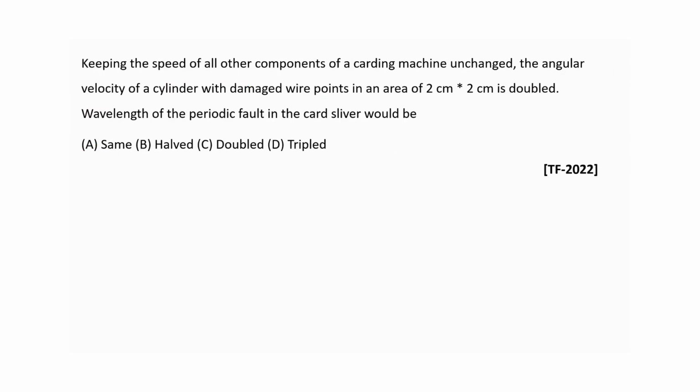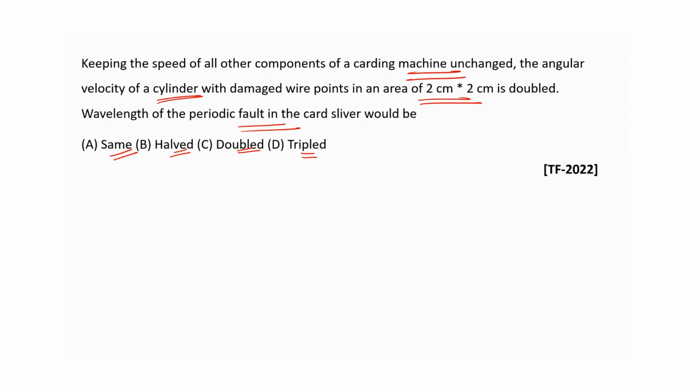Now coming to the next question. It is also a 2-mark question. In this question, it is given that keeping the speed of all other components of a carding machine unchanged, the angular velocity of a cylinder with damaged wire points in an area of 2 cm cross 2 cm is doubled. Then the wavelength of the periodic fault in the card sliver would be, 4 options are given: same, half, double, triple.